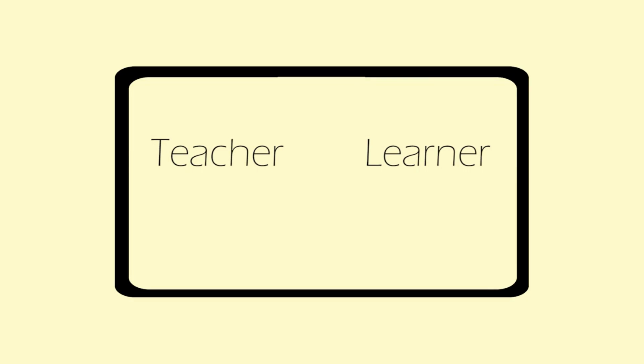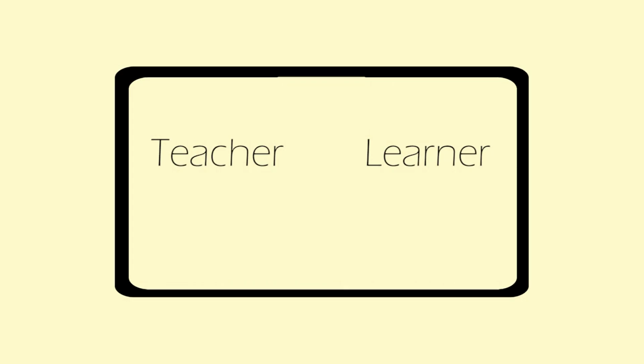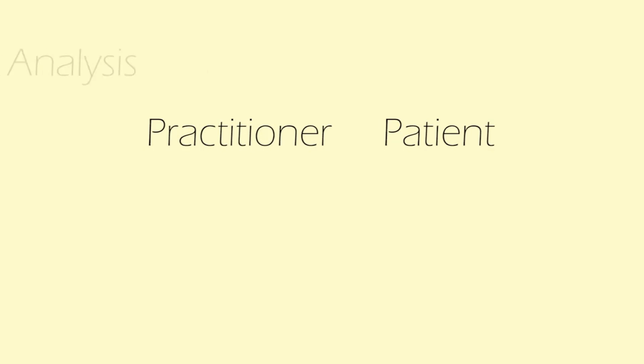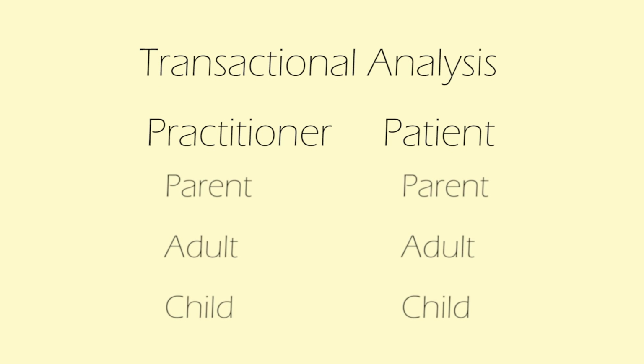One of the things that goes on is the relationship between the teacher and the learner, and inevitably there are power dynamics in that relationship. So it's quite helpful to have a think about how we might consider power dynamics between a teacher and a learner. Analogies can be drawn with the relationship between the practitioner and the patient. One way of thinking about the relationship between a practitioner and a patient is transactional analysis that talks about a parent, an adult, and a child.